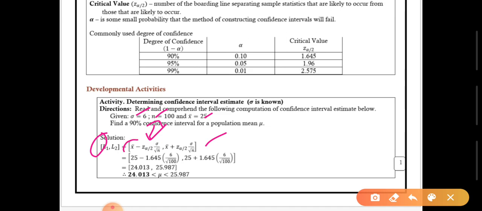So, palitan lang natin ito, which is 25 minus, saan ba to galing? Yung z sub alpha over 2, 1.645. Sabi dito, 90% confidence interval. 90%. Yung z sub alpha over 2, ito yung value. Kaya, replace lang yung z sub alpha over 2 by 1.645. Ang standard deviation natin is 6 sa given. At ang n natin is 100.